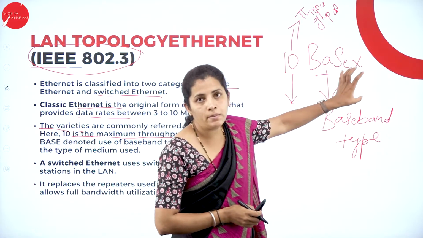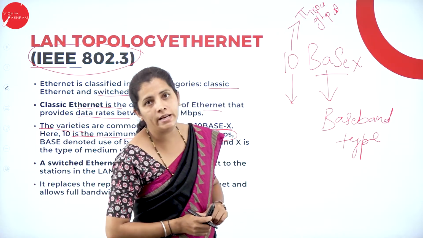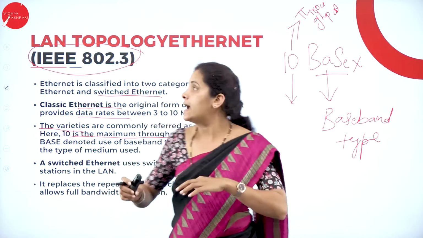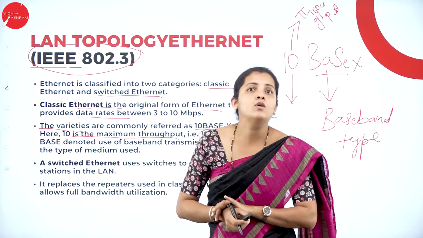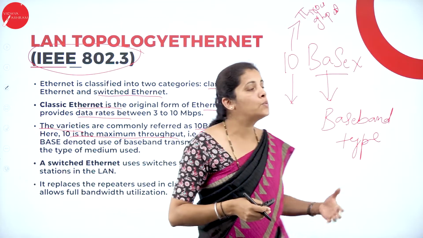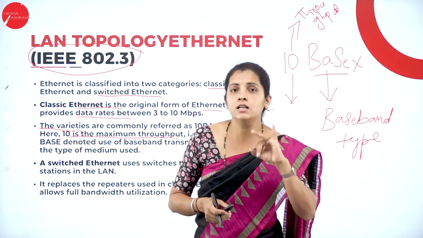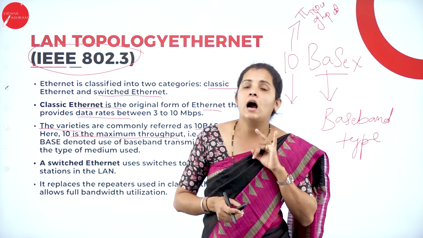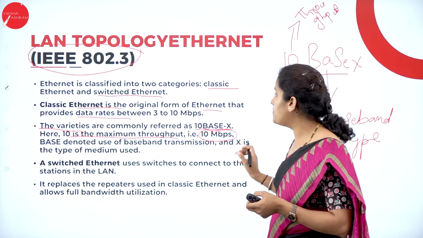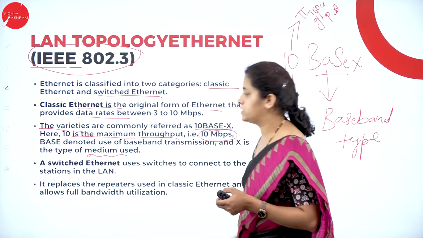X is nothing but the type of media used. So what type of media is it going to use? We know that this is the standard mainly designed for wired LAN connection. So if it is wired, then what are the standards we are going to get? That is coaxial, twisted pair cable and fiber optics. These are some of the examples of the transmission media used.